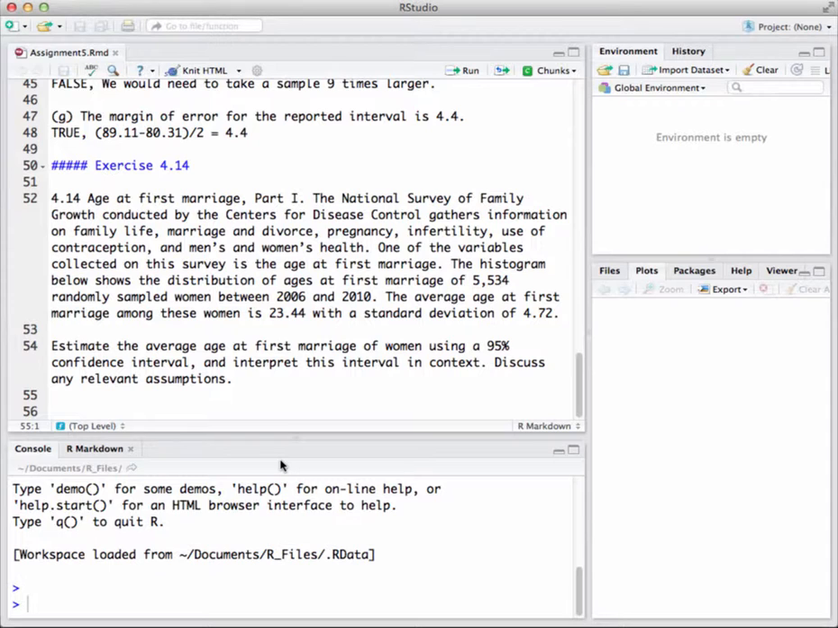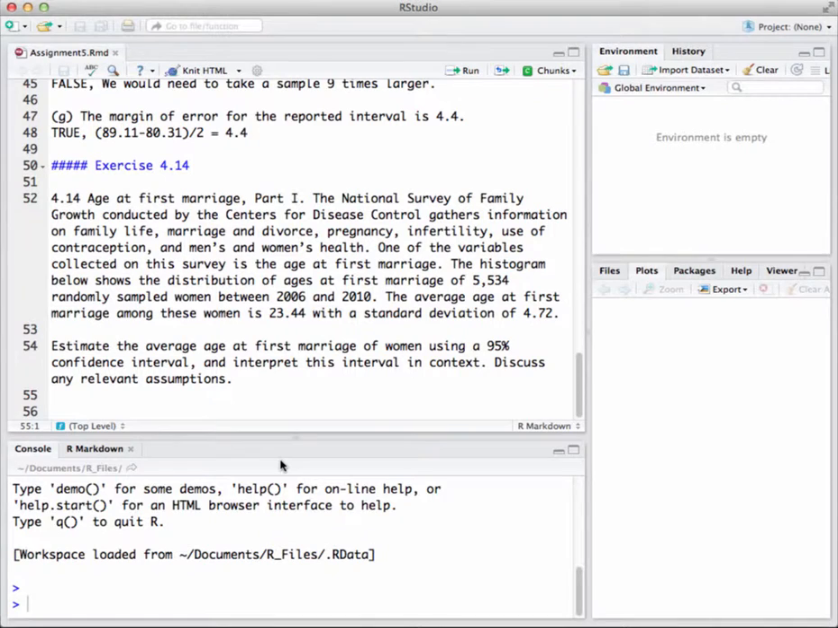Okay, so 4.14, age at first marriage. The National Survey of Family Growth conducted by the Center for Disease Control gathers information on family life, marriage and divorce, pregnancy and fertility, use of contraception, and men and women's health. One of the variables collected on the survey is age at first marriage. The histogram below shows the distribution of ages at first marriage of 5,534 randomly sampled women between 2006 and 2010.